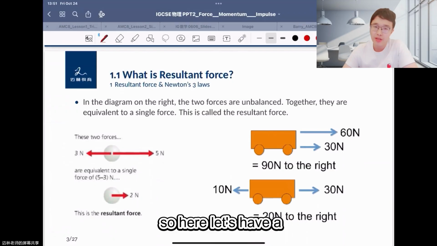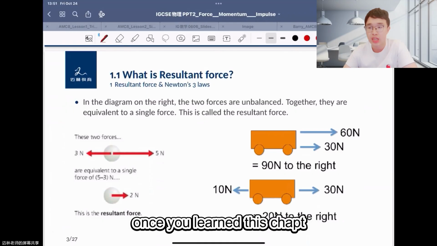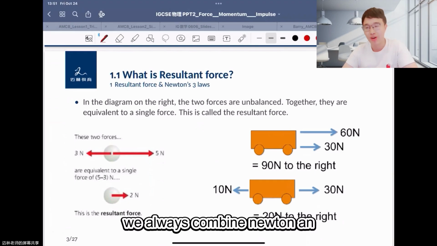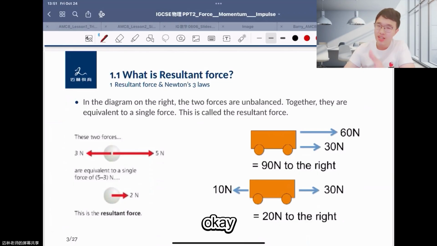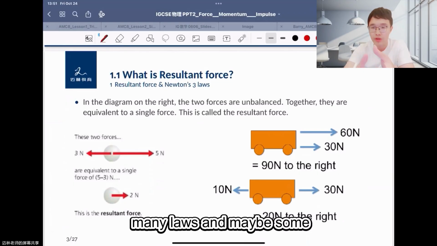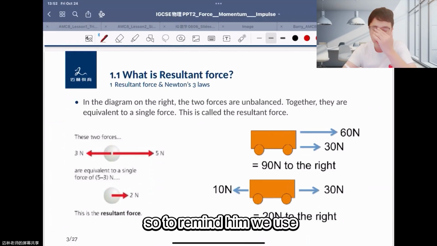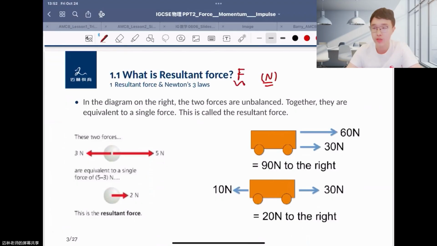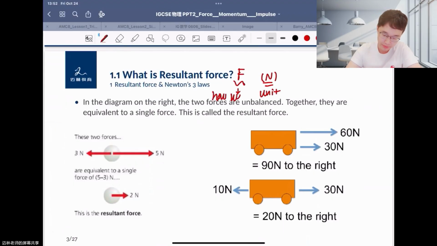Okay. So here, let's have a discussion about what is resultant force. As you learned in this chapter before, I guess you have learned something about force, right? That force is a very important discussion made by Newton, right? We always combine Newton and force. We also think he is force's father, right? Okay, so Newton investigated many laws and some definitions about force. So to remember him, we use Newton, N, as the unit of force, and we use a capital letter F to represent force. Okay, here's the unit, and here's how we describe force.